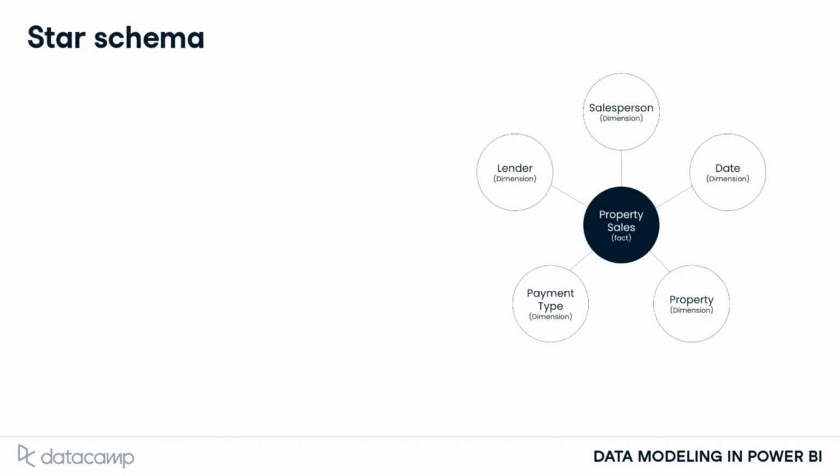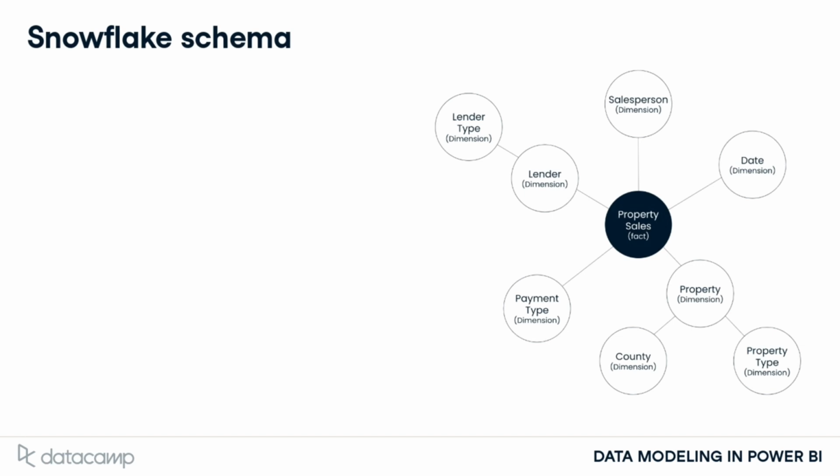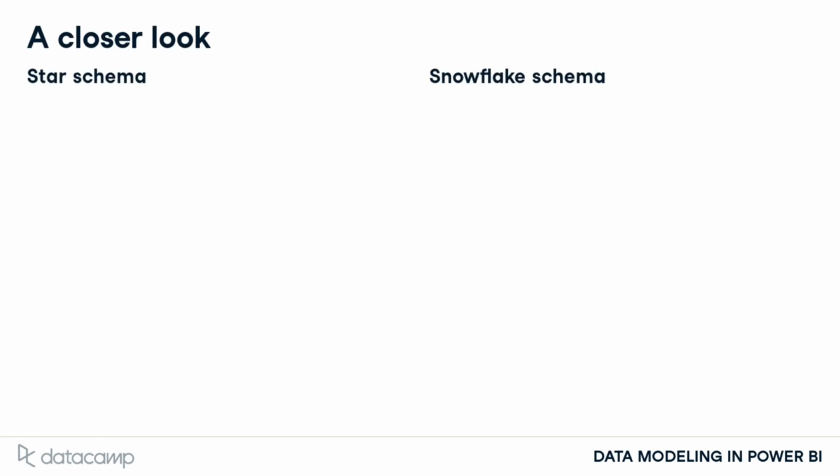Remember from earlier that a star schema consists of one or more fact tables surrounded by dimension tables. The Snowflake schema is like a star schema, except it allows relationships between dimensions. In the example, you can see that the lender and property dimensions each link to other dimension tables. Note that fact tables remain the same. The biggest difference between the two styles is how they handle hierarchical data.